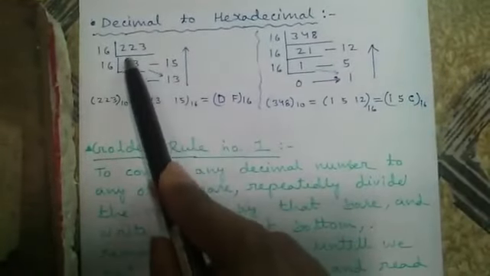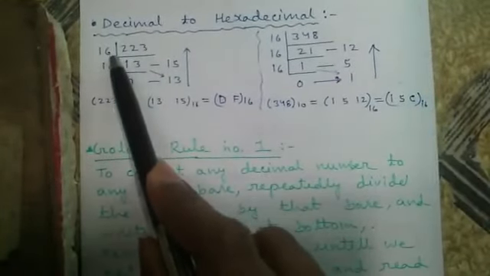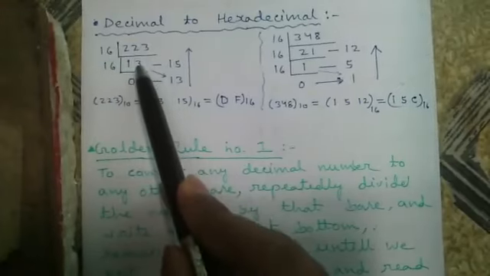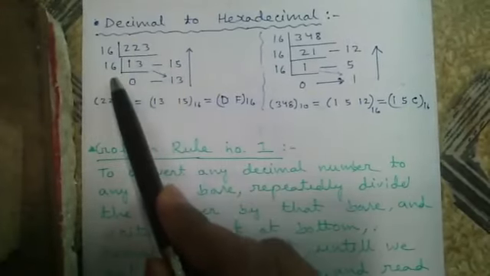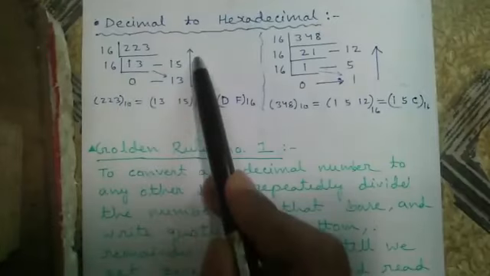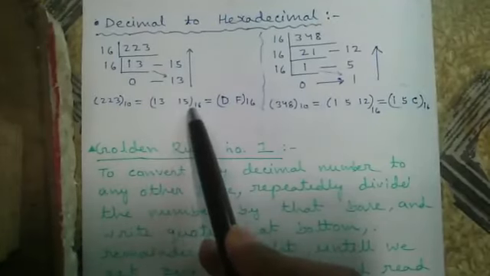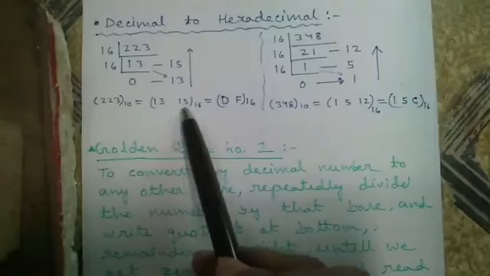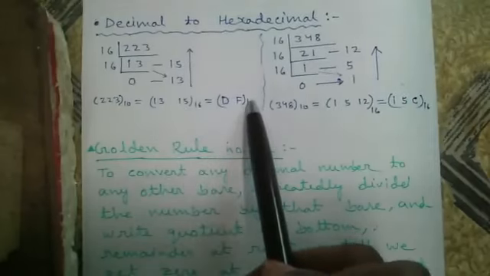Decimal to hexadecimal conversion. Source number 223, destination base 16. So 223 divided by 16, quotient 13, remainder 15. 13 divided by 16, quotient 0, remainder 13. Upward, it becomes 13, 15. But we know 13 is written as D and 15 as F in hexadecimal, so it becomes DF in hexadecimal.